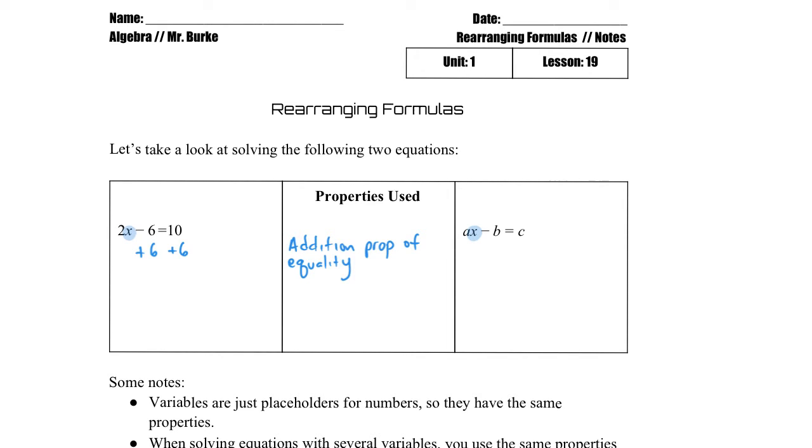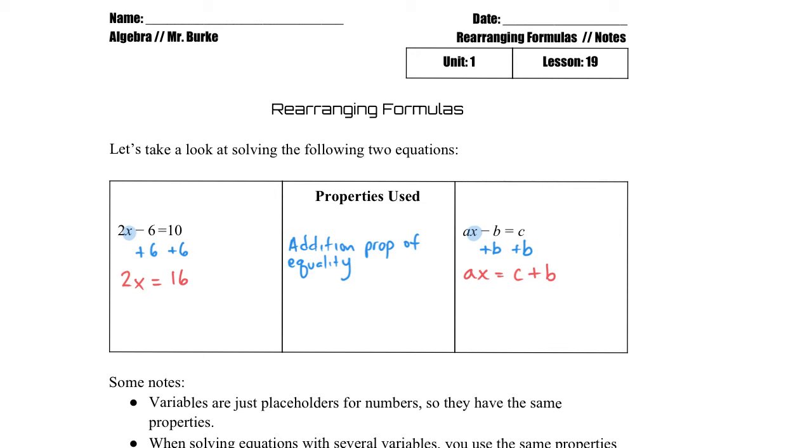What I want you to notice is that on the right-hand side, we're going to do the exact same thing. I'm trying to isolate x. I need to move this minus b, so I'm going to do plus b on both sides. Now on the left-hand side, I can add 10 and 6 and get 16. On the right-hand side, I can't combine c and b because those are unlike terms. So I'm left with just c plus b.